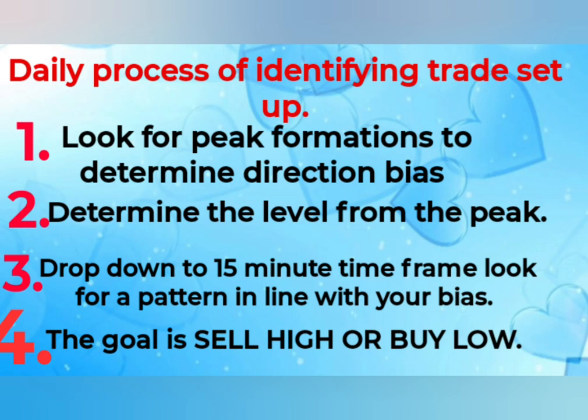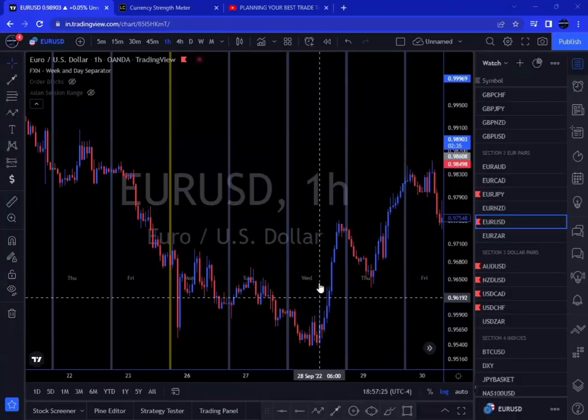After identifying number one and number two, you'll drop down to the 15 minute time frame and look for a pattern which is in line with your directional bias. Remember, your directional bias has been formed by identifying the peak formations high or the peak formations lows. You've already counted your levels, you know what level you are in the market. Now, when you drop down to the 15 minute time frame, look for a pattern which is in line with your directional bias. Having done that, the only way you're going to get paid is dropping down to the 15 minute time frame and finding price action which forms your bias. You have to be specific on what you're looking for after you've found your directional bias.